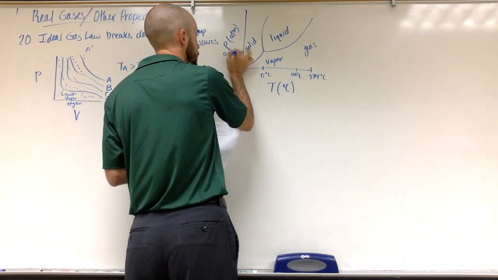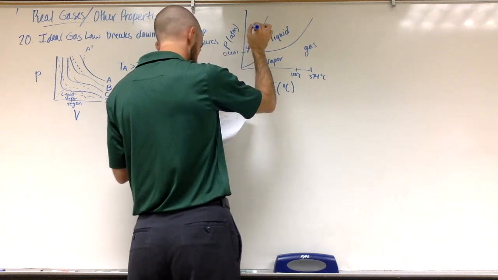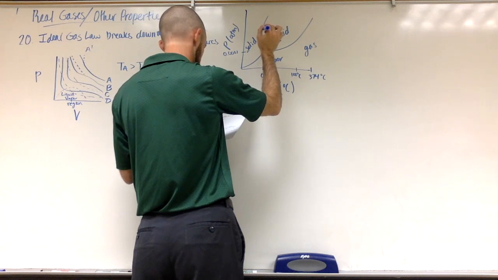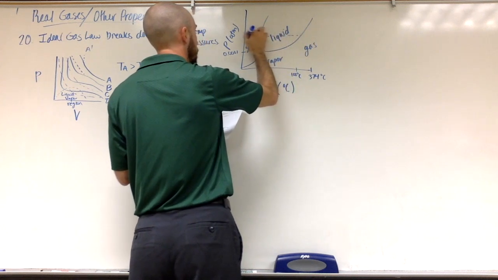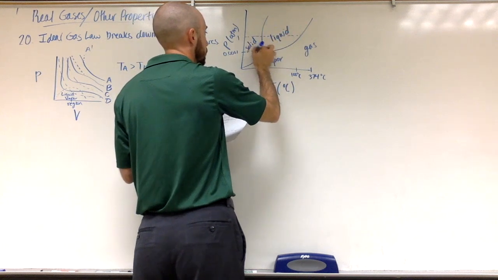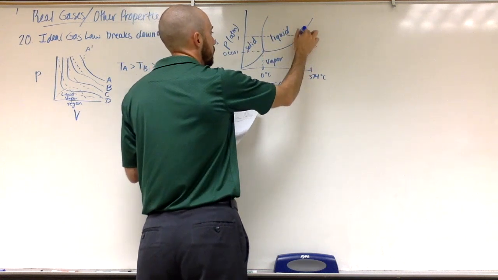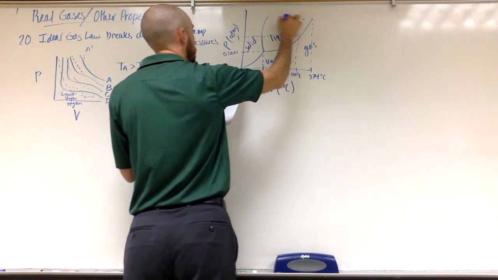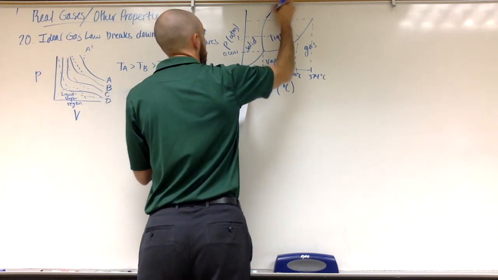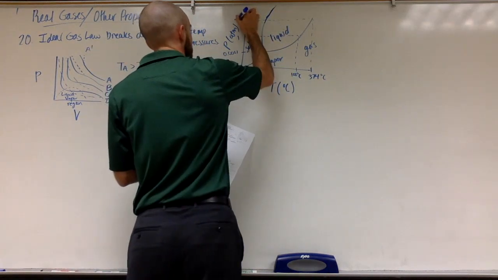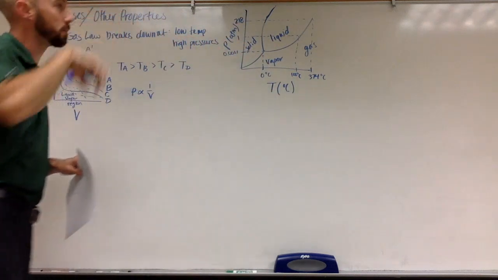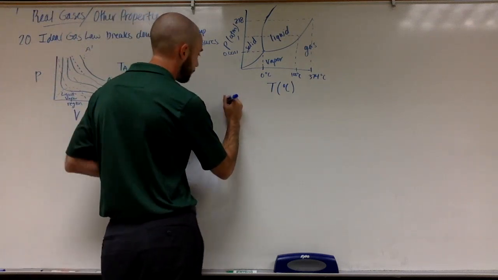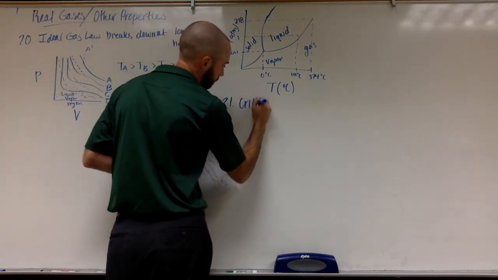This is 0.0001 atmospheres. Let's look. We will have right here 1 atmosphere. And lastly, we will have up here, at that point, we will have 218 atmospheres. These numbers seem arbitrary, but they're there for a purpose, and they are to demonstrate these properties. The first one is the critical point.